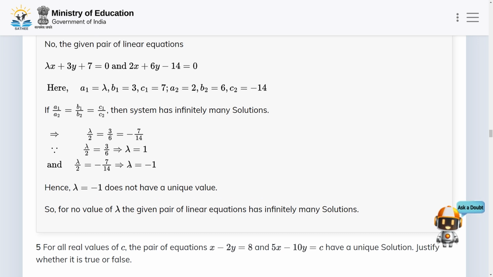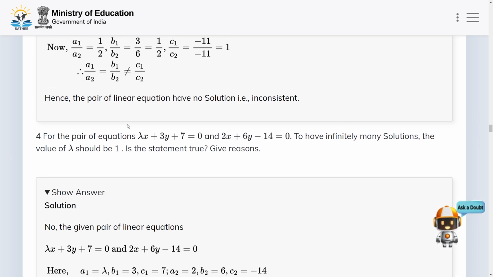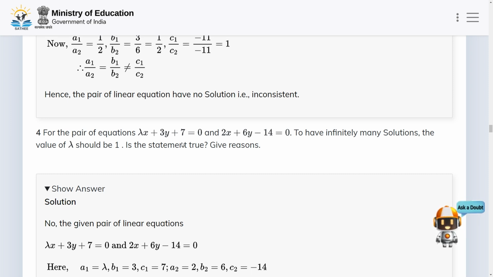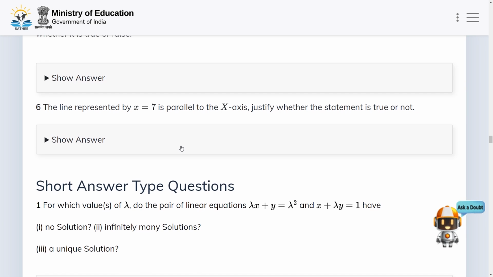Okay, so the given statement is: for the pair of equations lambda x plus 3y plus 7 is equal to 0 and 2x plus 6y minus 14 is equal to 0 to have infinitely many solutions, the value of lambda should be 1. This statement is a false statement. Okay, this is not a true statement. And now let us move to question number 5.